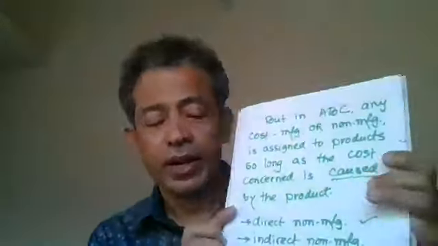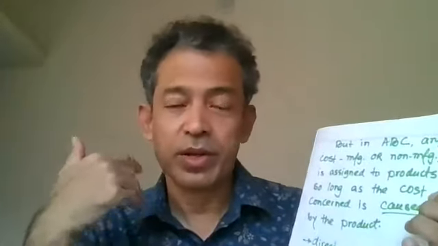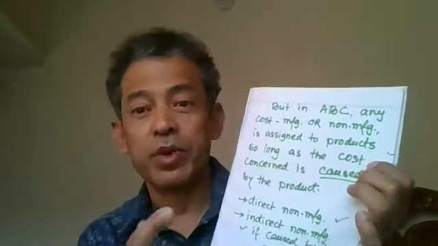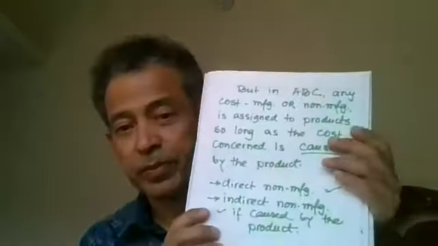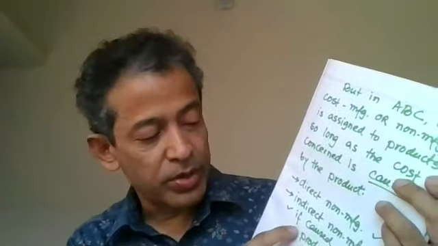So that means direct, of course, manufacturing ones, like material and labor are going to be there, then direct non-manufacturing. So if it's non-manufacturing, but if it's direct, then it does go. And then if it's indirect, non-manufacturing costs would go into the product cost if it is caused by the product.